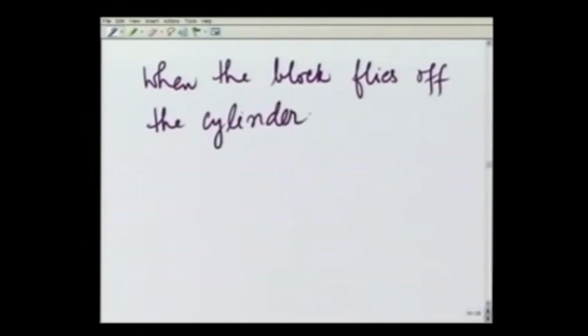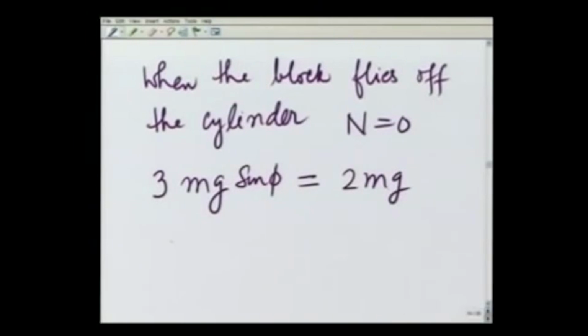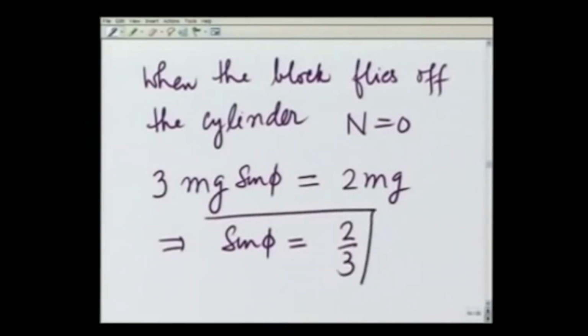Recall that it is the normal reaction that is enforcing the constraint, that is, the particle moves with a constant radius. When it flies off the cylinder, at that point there is no contact between the block and the particle, and therefore N would become 0. Therefore 3 mg sine phi at that point would become equal to 2 mg, which implies that at an angle phi from the horizontal such that sine phi is 2/3, the block will go off the cylinder. This is one problem that I have solved using the steps that I have outlined and polar coordinates.